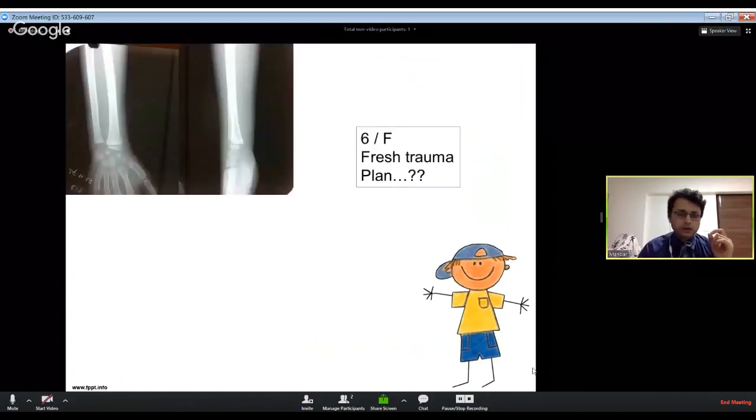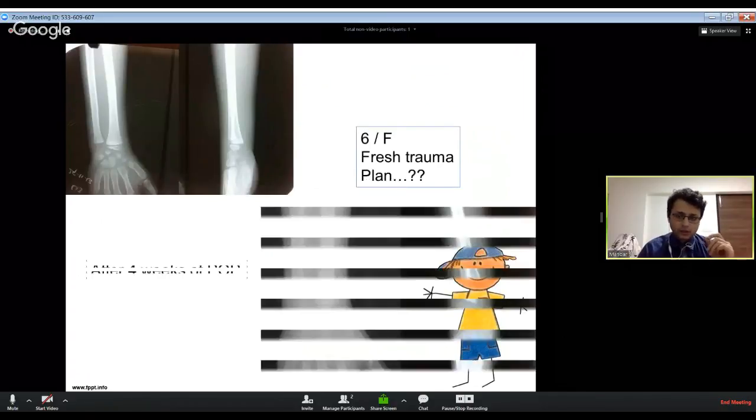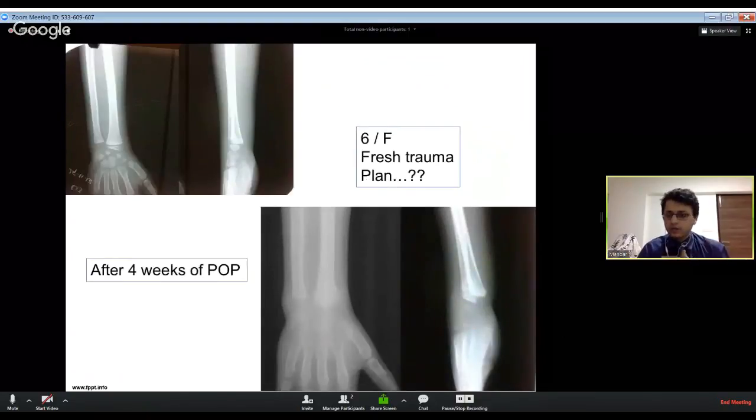Another X-ray of a 6-year-old female with a type 1 Salter-Harris injury. You can see that there is mild displacement, and a plaster was given on day 1. And you can see that after 4 weeks of plaster, the fracture has got grossly displaced. The physeal injury has got grossly displaced. Now, should we do anything for this?